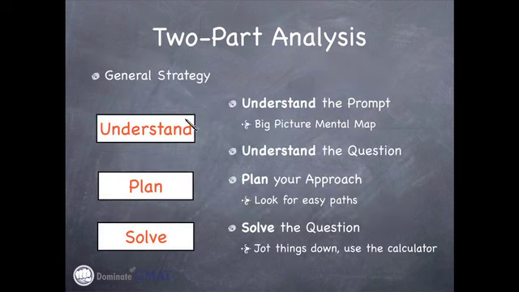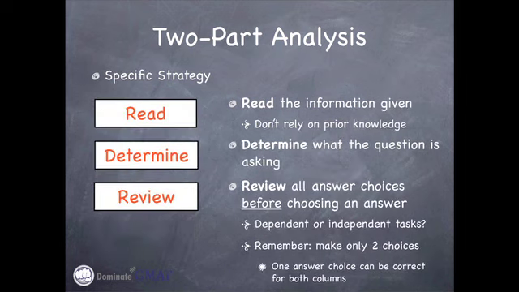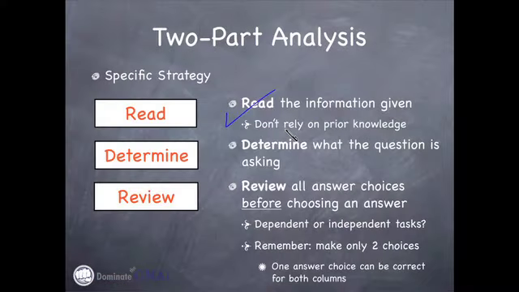Now the general strategy should start to look familiar to you. It's the same general strategy as for the other 3 question formats. You want to start by understanding the prompt, planning your approach, and solving the question. Let's take a look at the specific strategy, however, for two-part analysis. And the specific strategy is this. You're going to be starting with that prompt, and you actually want to read that prompt first. You want to read the given information and try to figure out what they're asking, what type of question is it? Is it critical reasoning? Is it statistics? Is it probability? So that you know how to plan and prepare.